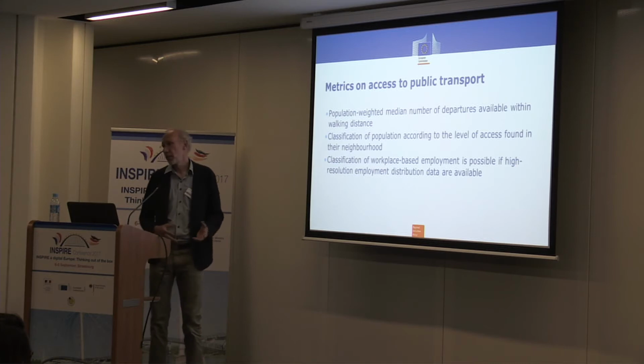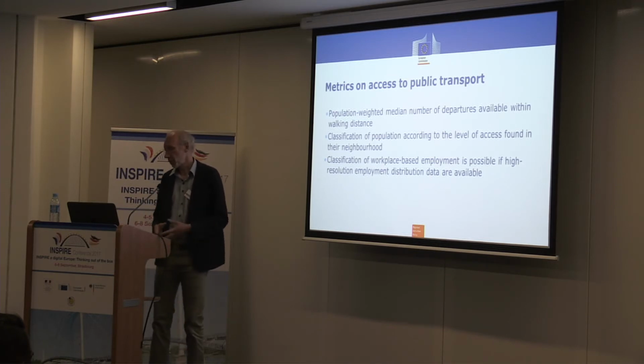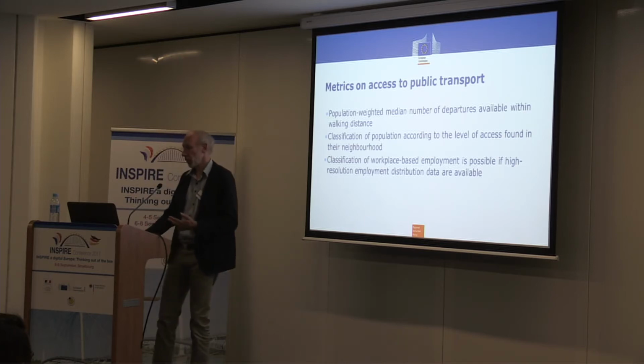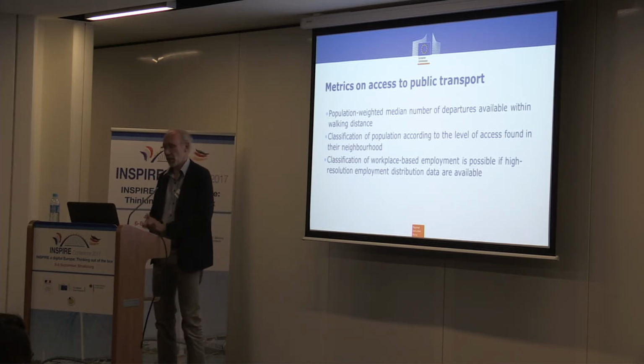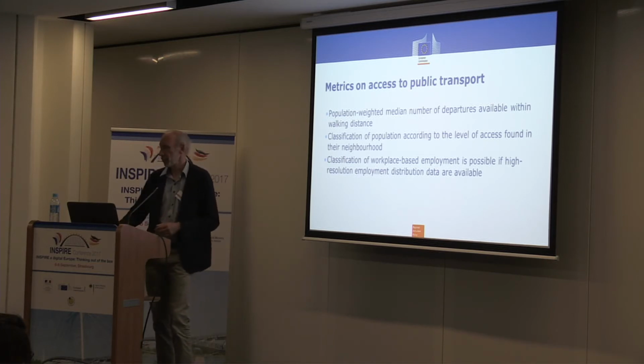So metric, one single figure per city we can compute then is the population-weighted median number of departures that is available within walking distance. We can also classify the population of a city according to the level of access found in their neighborhood. We could also do this for workplace-based employment if a high-resolution employment distribution is available for a particular city, which is a substantially different and more challenging topic than the distribution of residential population, obviously.